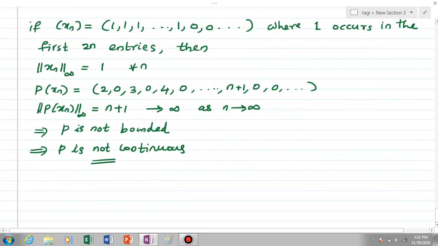So we have a closed projection which is not continuous. This happened because X is not Banach here.